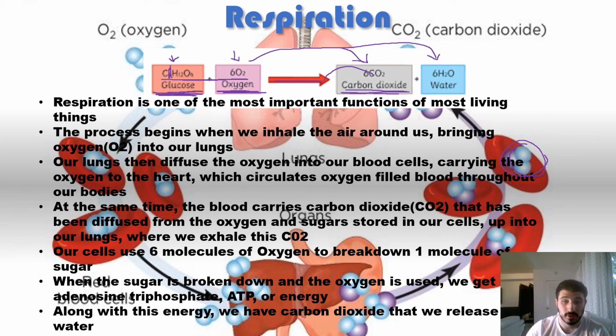When the sugar is broken down and oxygen is used, we get adenosine triphosphate, which is energy. And that's how we're able to release carbon dioxide, because the glucose is broken down for energy, and it creates carbon dioxide with the oxygen.